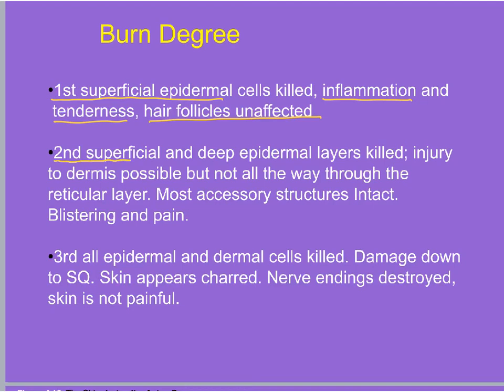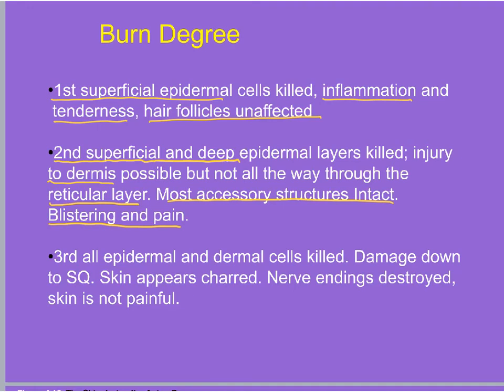A second-degree burn is where you have both the superficial and deep epidermal layers damaged or killed. You might have injury all the way down to the dermis, but not all the way through the reticular layer. And even in this case, most accessory structures remain intact. So most sweat glands, most sensory receptors, most hair follicles, they're all going to remain intact. But here now you're going to get blistering and pain. So this might be like having a bad sunburn, and you get a blister and pain from a sunburn.